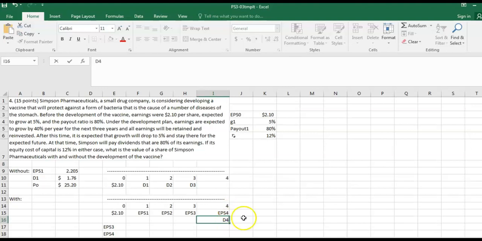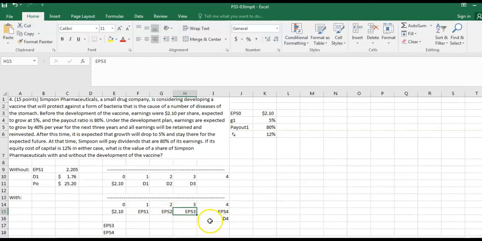Well, we know that earnings per share is going to grow in a very specific way over the next few years, where over the 3 years, I'm going to get this very high growth rate of 40%, but after that, a new growth rate of 5% is the norm. So it's not enough for me to just grow $2.10 for 4 periods at 40%, because I have to account for this change in growth rates.